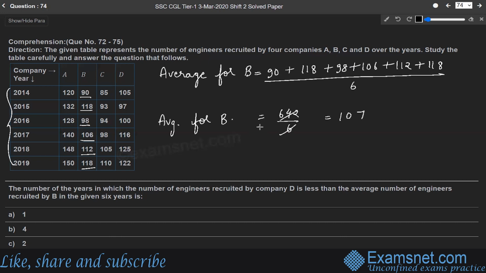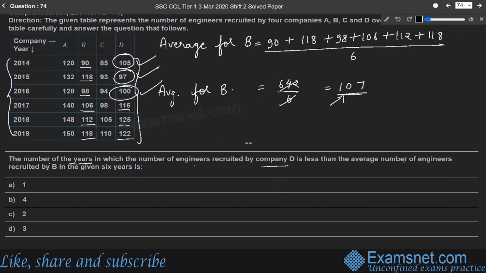Now understand the question very, very carefully. We have to find the number of the years in which the number of engineers for company D is less than the average of B. Okay. Means for company D, we have to find the numbers which are less than this average. What is the average for B? It is 107. Now we have to look for all the number of engineers for company D which are less than 107. So this is the first number. 105 is less than 107. 97 is less than 107. And 100 is also less than 107. All these three are less than 107. Okay. So less than 107 are only 3 numbers here. Means we can say that in 3 years, the number of engineers for company D is less than the average number of engineers for company B. Okay. So the correct answer for this question will be 3.